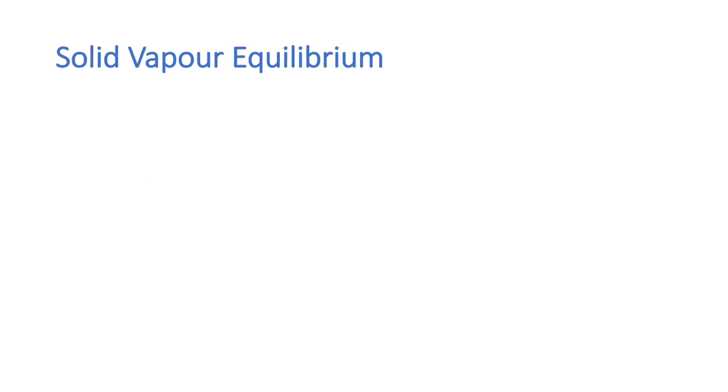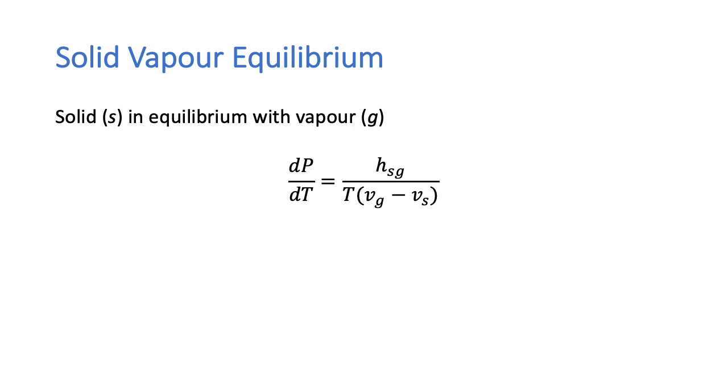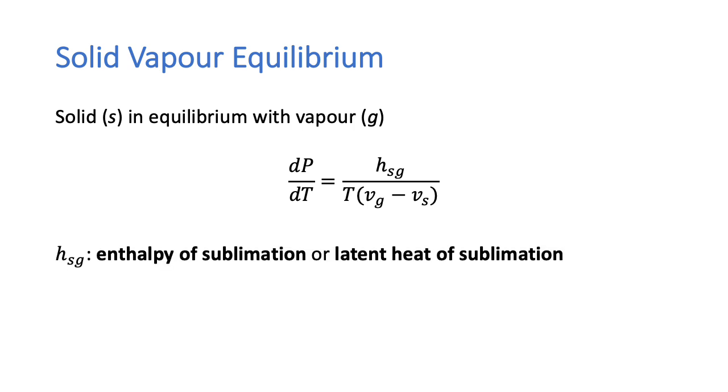We can also write the Clapeyron equation for solid-vapor equilibrium, where solid is in equilibrium with vapor. In that case, dP by dT is equal to h_sg upon T times (Vg minus Vs), where h_sg is the enthalpy of sublimation, or the latent heat of sublimation.